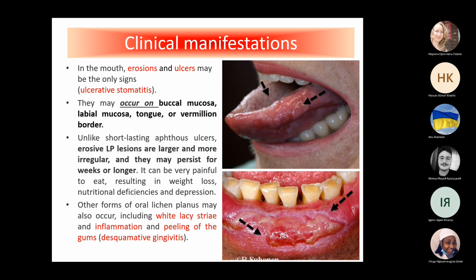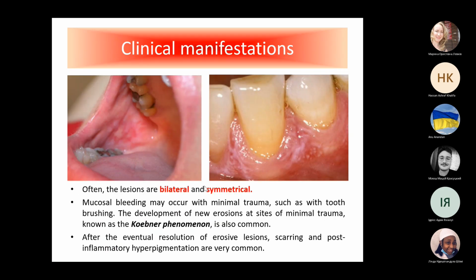Other forms of oral lichen planus may also occur, including wide, lacy striae and inflammation or peeling of the gums in the form of desquamative gingivitis. Often the lesions are bilateral and symmetrical. Mucosal bleeding may occur with minimal trauma, such as with tooth brushing.